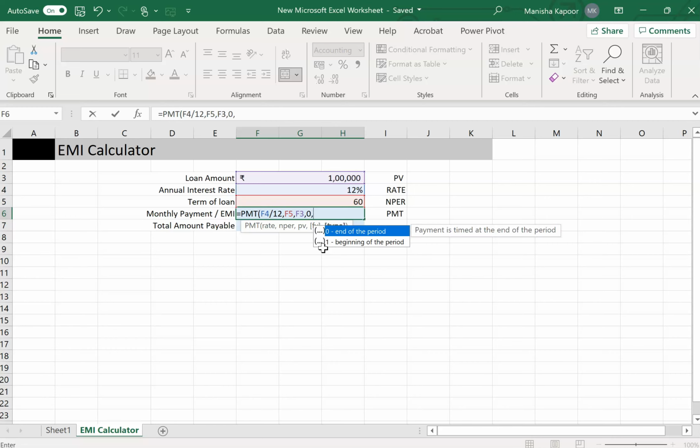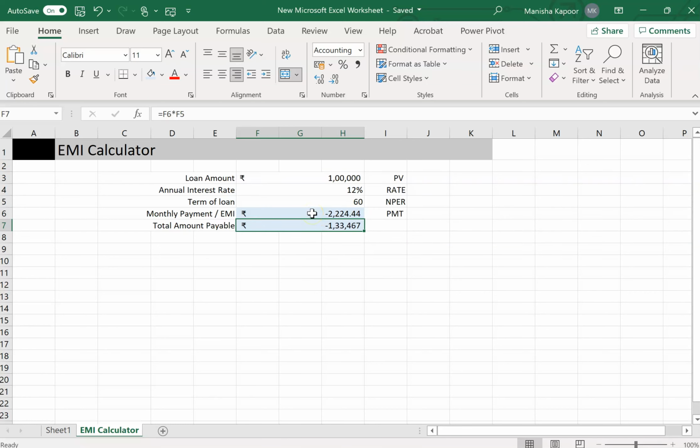Okay, now next is type. Type means payment is timed at the end of the period or the beginning of the period. That means whether you are doing the payment at the last date of the month, let's say 28th or 30th, or you are paying it at the beginning of the month, that is the first of every month. So if you want to pay it at the end of the month, you type 0, otherwise you type 1. Let's say we are paying it at the end of the period, so I type 0. There is this concept in finance called time value of money, and because you have 30 days, that also influences. So I'm doing it by 0, that is end of the period, and close the bracket.